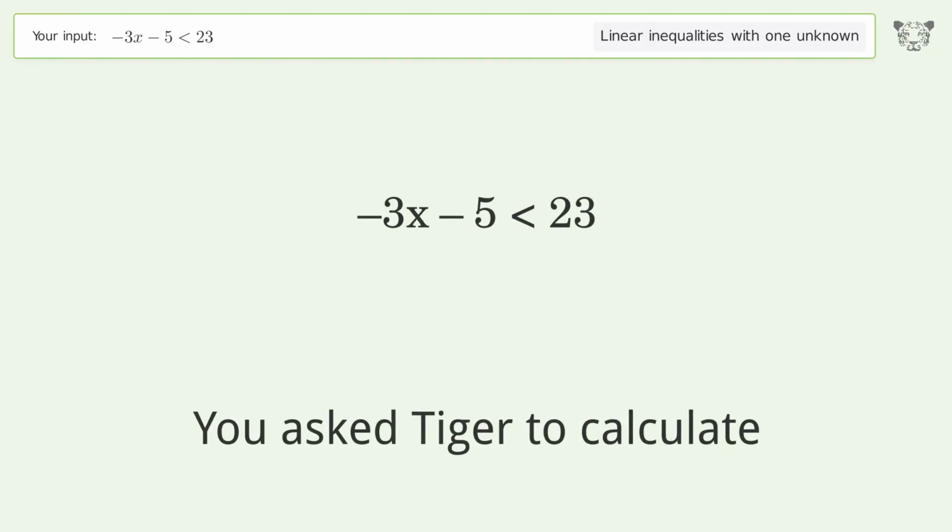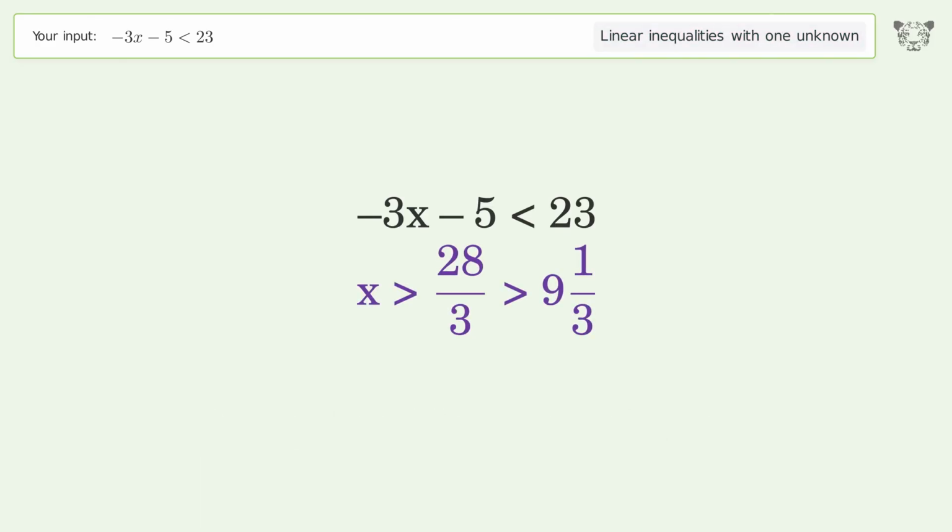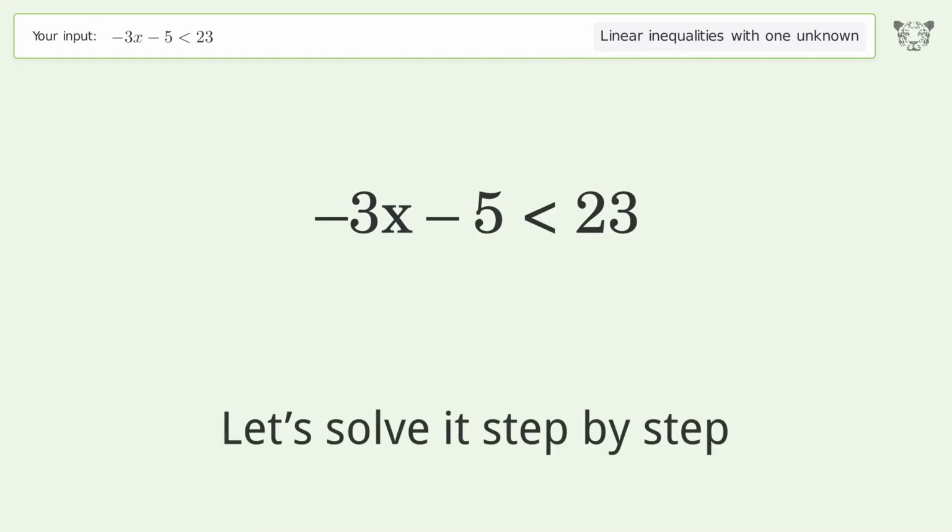You ask Tiger to calculate. This deals with linear inequalities with one unknown. The final result is x greater than negative 28 over 3 greater than negative 91 over 3. Let's solve it step by step.